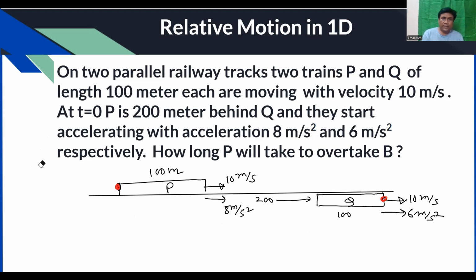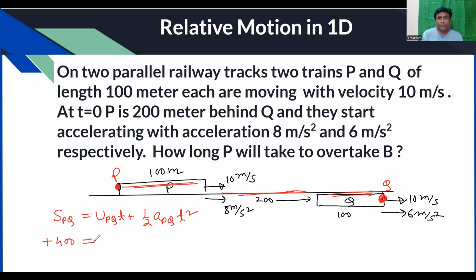So, where do you have to sit? You have to sit at this point, okay? At this point means Q is here only, P is here only. So now you see, displacement of P with respect to Q equals initial velocity of P with respect to Q into T plus half into acceleration of P with respect to Q into T square, okay? Now the displacement will not be 200. Now the displacement will be 100 plus 200 plus 100. Altogether, 100 plus 100 plus 200, it will be 400. So that is very important.